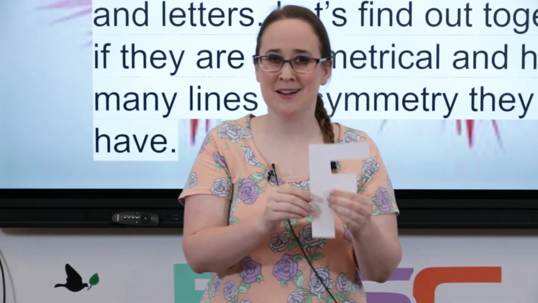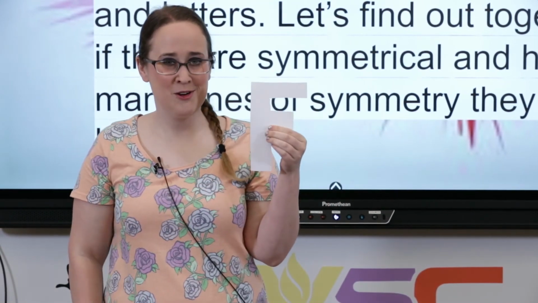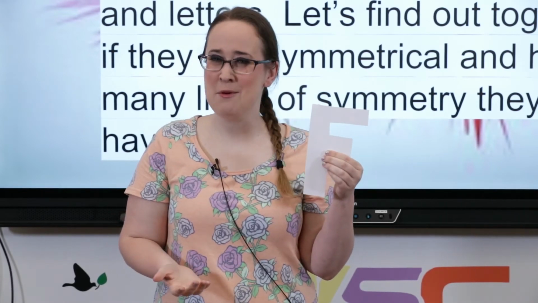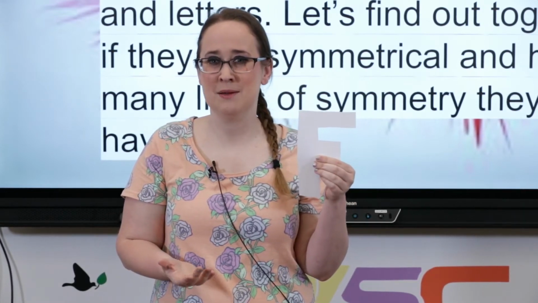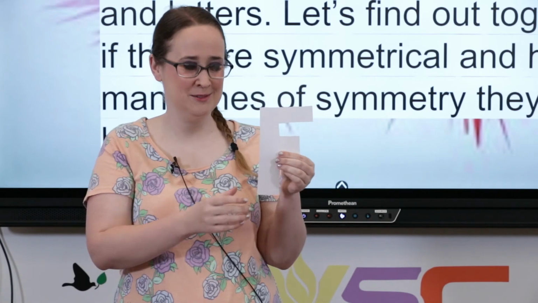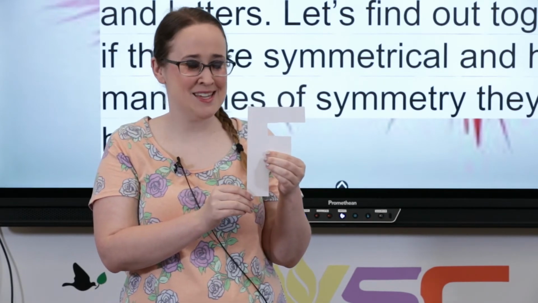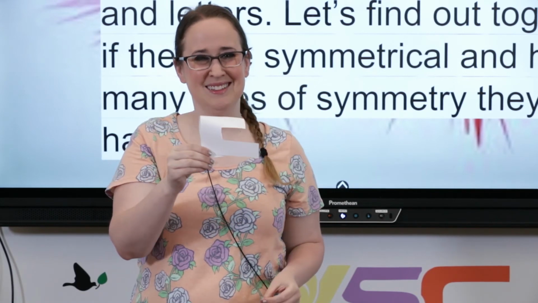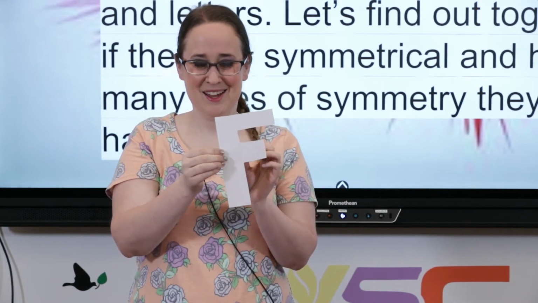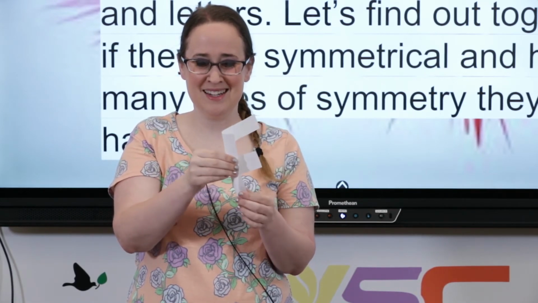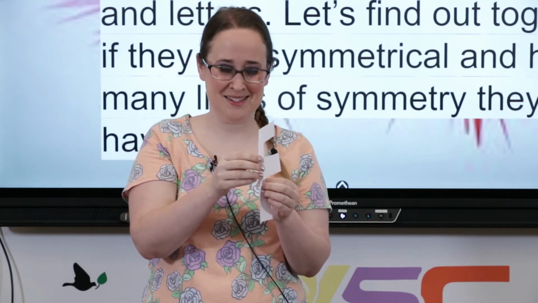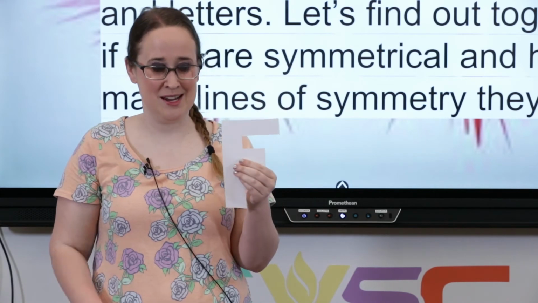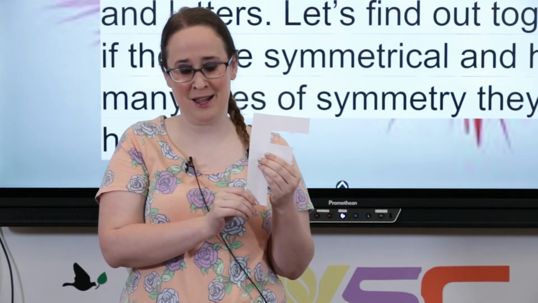Let's look at the letter F. Think for a moment. Do you think that the letter F has a line of symmetry? Can we fold this in any way for it to match up, kind of like a mirror? Not with this one. You could try top to bottom. No. You can try to fold it horizontally. That just looks messy. The letter F does not have any lines of symmetry. There's no way to fold it for it to match up.